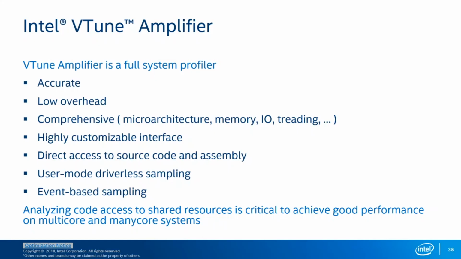VTune is a system profiler, meaning you can profile an entire system, even a multi-socket system. It's accurate and has low overheads. You can collect performance metrics using perf or using the Intel sampling driver, and that is the recommended driver for using VTune. It can tell you a whole bunch of information about what's happening within your CPU, so it can give you core and on-core metrics. In addition to collecting performance metrics, VTune is very good at displaying the data and grouping the data in a certain way.